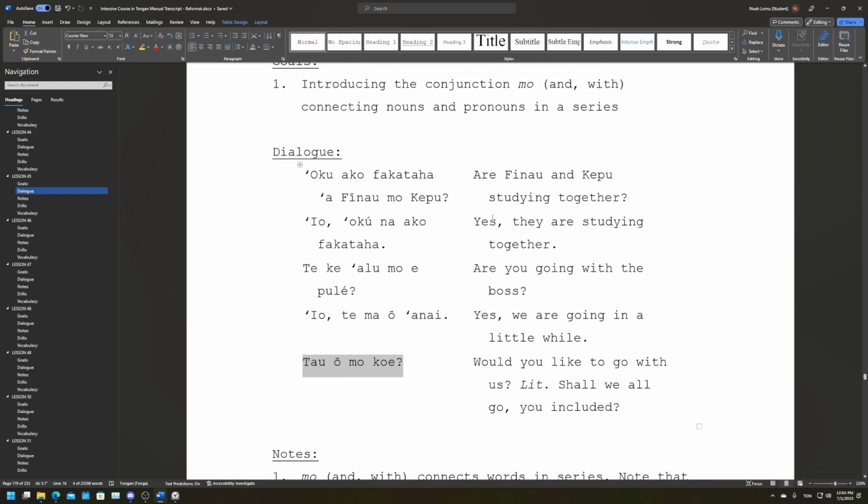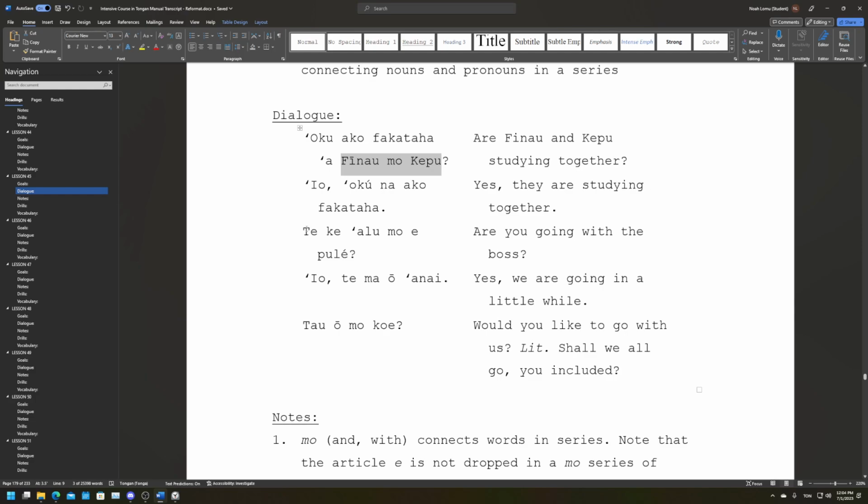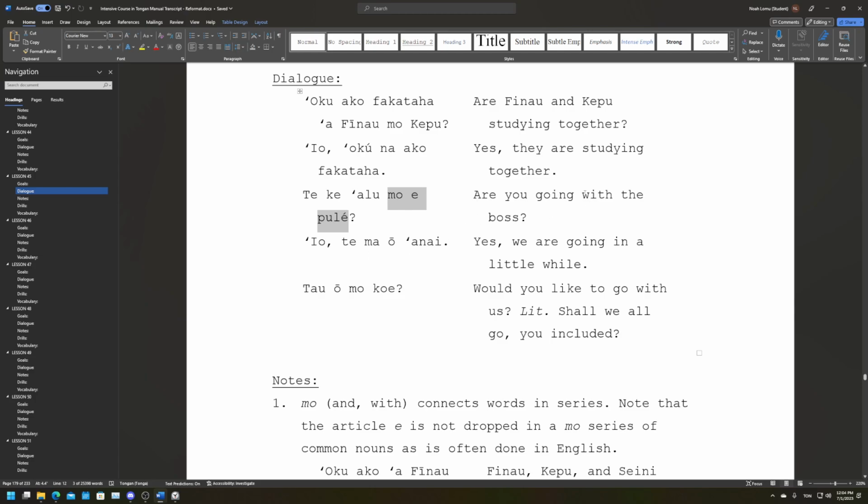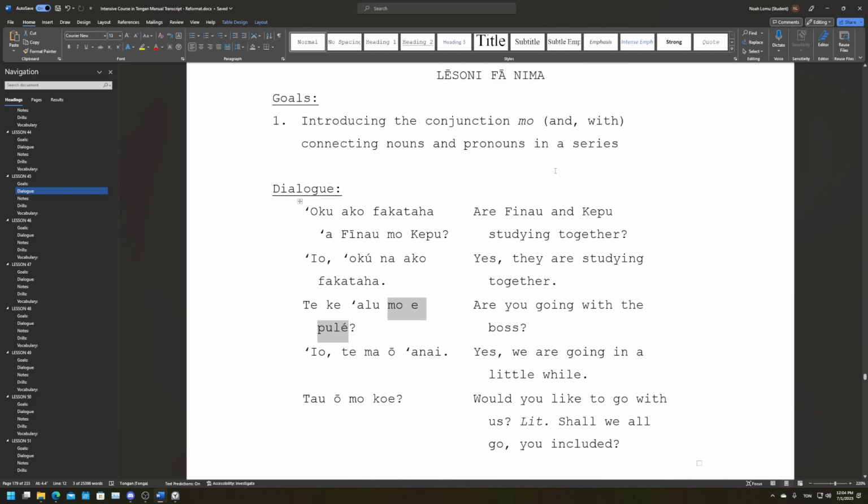Okay. So in the dialogue, we can see here, we have finau mo kepu, where mo is basically and. Finau and kepu are studying together. Here we have a different version. So te ke alu moipule. So we have it used as in with, right? So that's why it's and with.